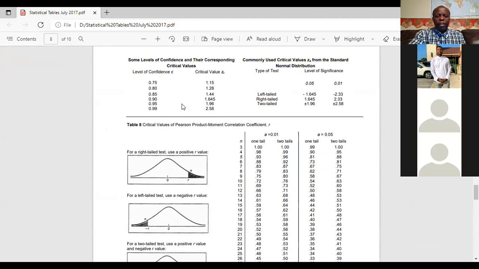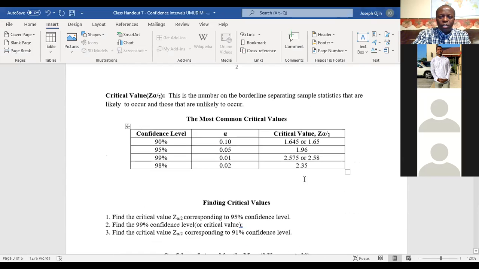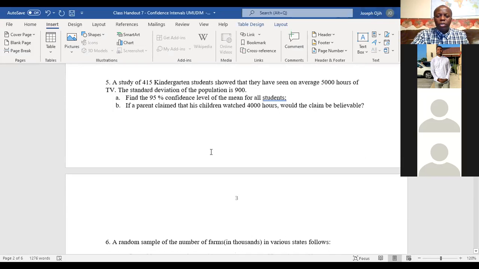Actually 2.35. Now, let's see. This is going to be 2.33. This is not 2.35. 2.33. Please correct this on your own chart. 2.33. Remember how to get it? 98 over 200. I can show you here right away.